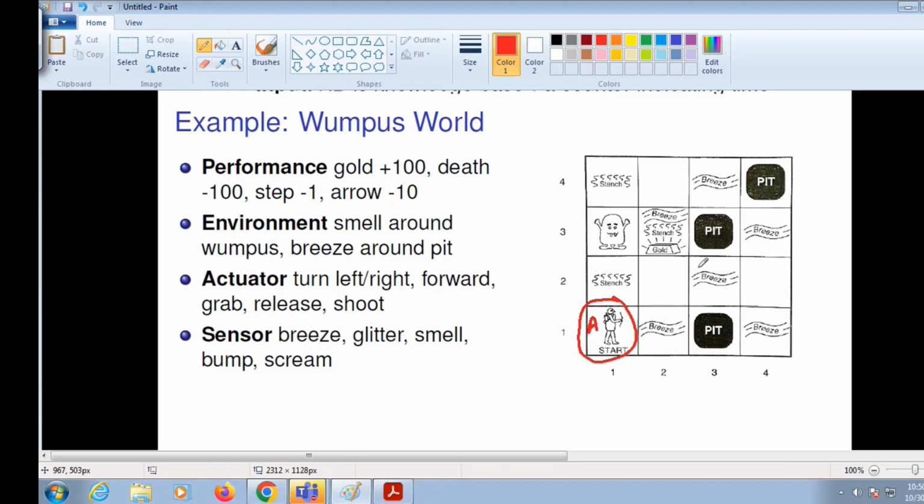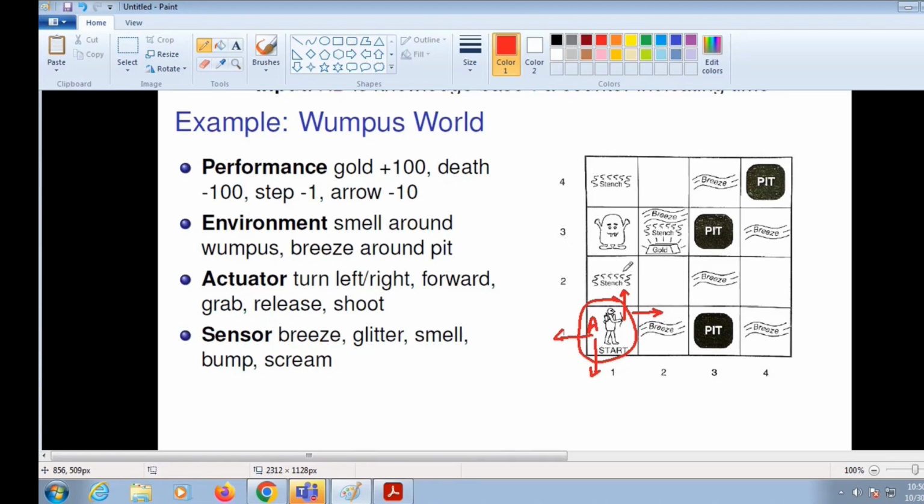Here also there is a restriction. For example, he cannot go here because he would be out of the place. So this particular agent can move in two directions: he can either go here or go here. He cannot go diagonally. In one step he can go in this particular direction.